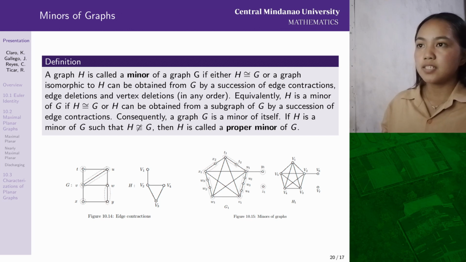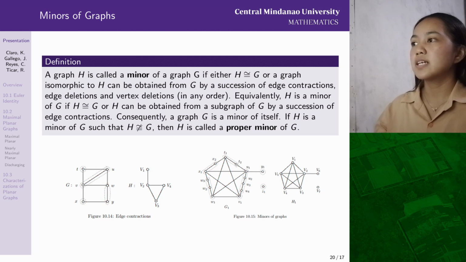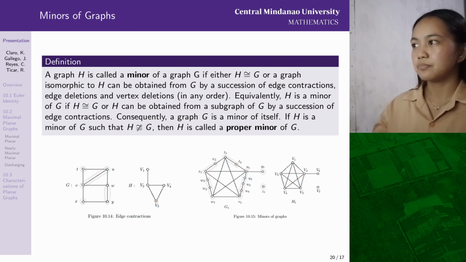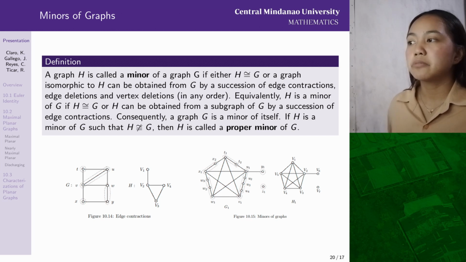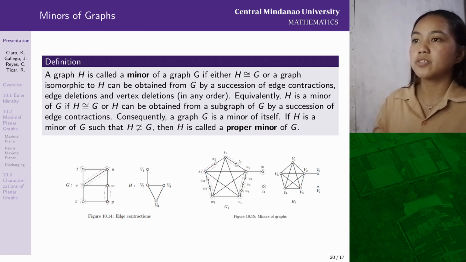If H is a minor of G such that H is not isomorphic to G, then H is called a proper minor of G. Now, a planar graph H of figure 10.14 is a minor of the planar graph G of that figure. So, every minor of a planar graph is planar. Then, the graph H sub 1 of figure 10.15 can be obtained from G sub 1 by successive edge contractions.